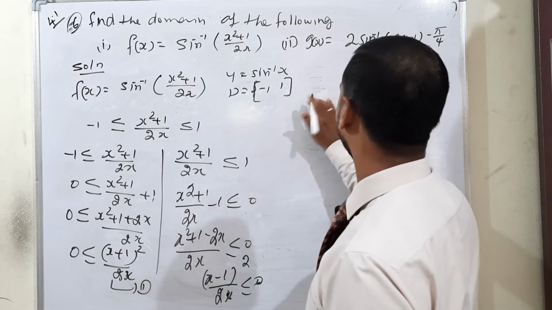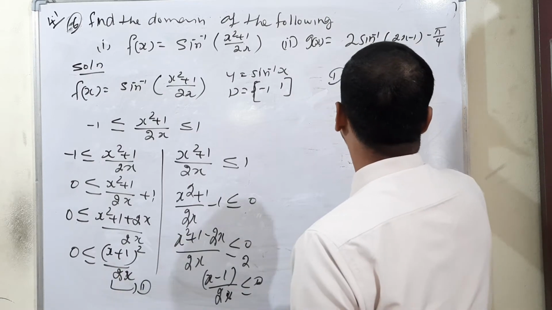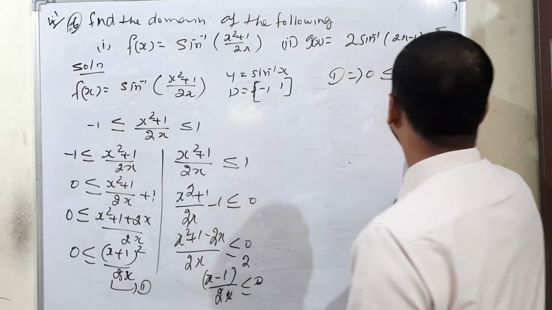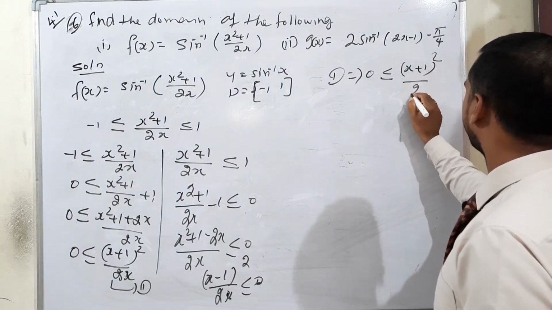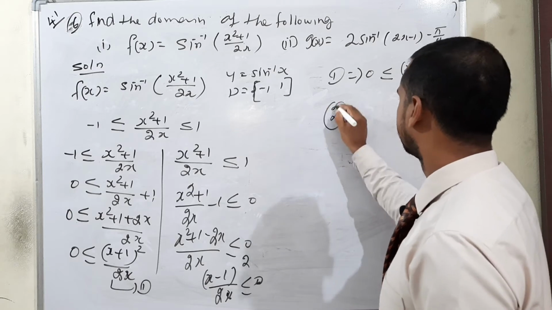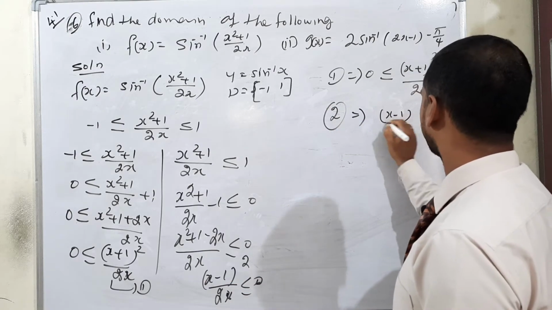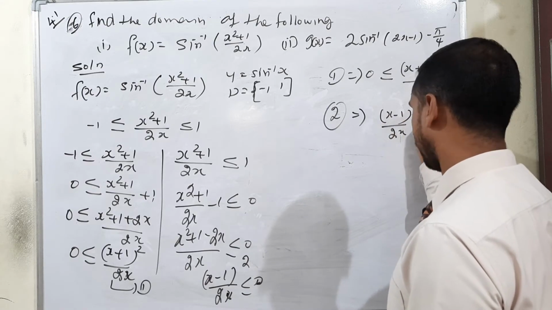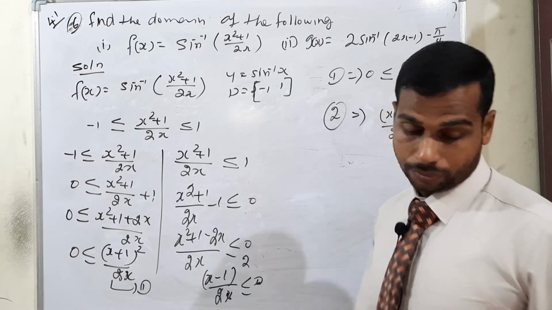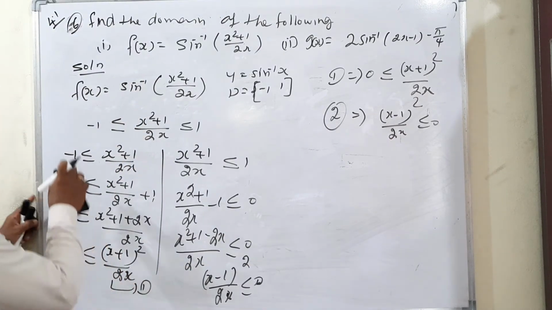So what is the first case? 0 is less than or equal to x plus 1 the whole square divided by 2x. What is the second case? x minus 1 the whole square divided by 2x is less than or equal to 0. You have to prove this with a number line.